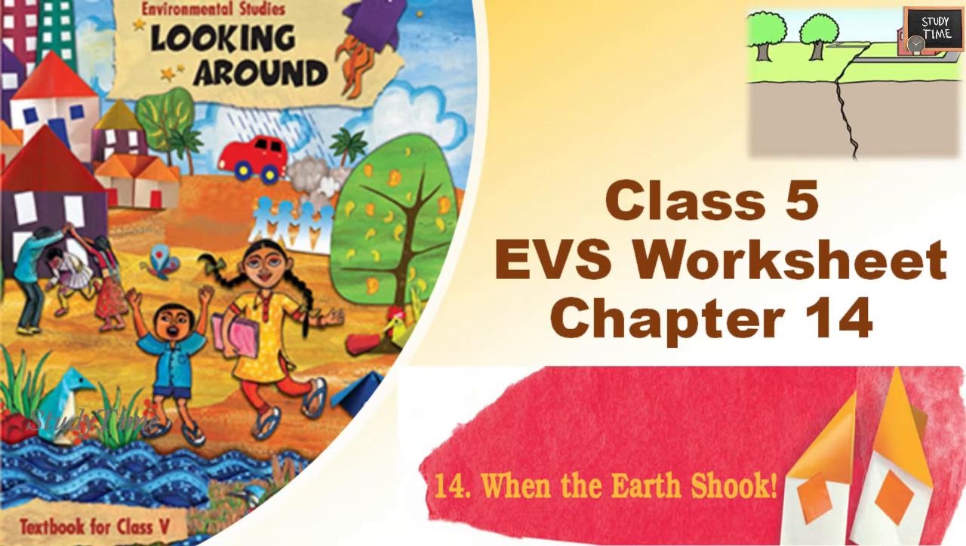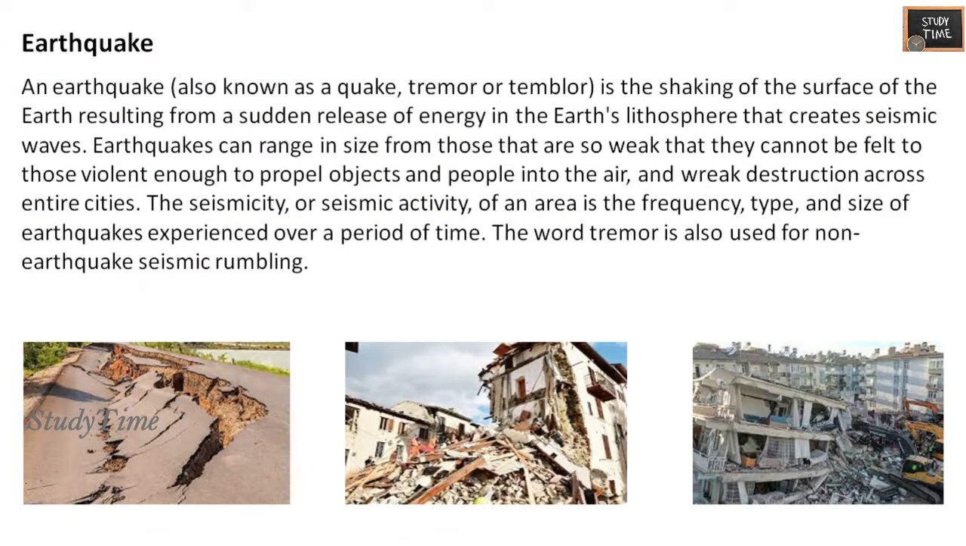In this video, we are going to see Class 5 EVS Chapter 14 When the Earth Shook Worksheet with Solutions. So this is a chapter about earthquake and other natural calamities. What is an earthquake? An earthquake is a shaking of the surface of the earth resulting from a sudden release of energy in the Earth's lithosphere layer that creates seismic waves. So actually it is a shake in the surface of the earth that is called an earthquake.